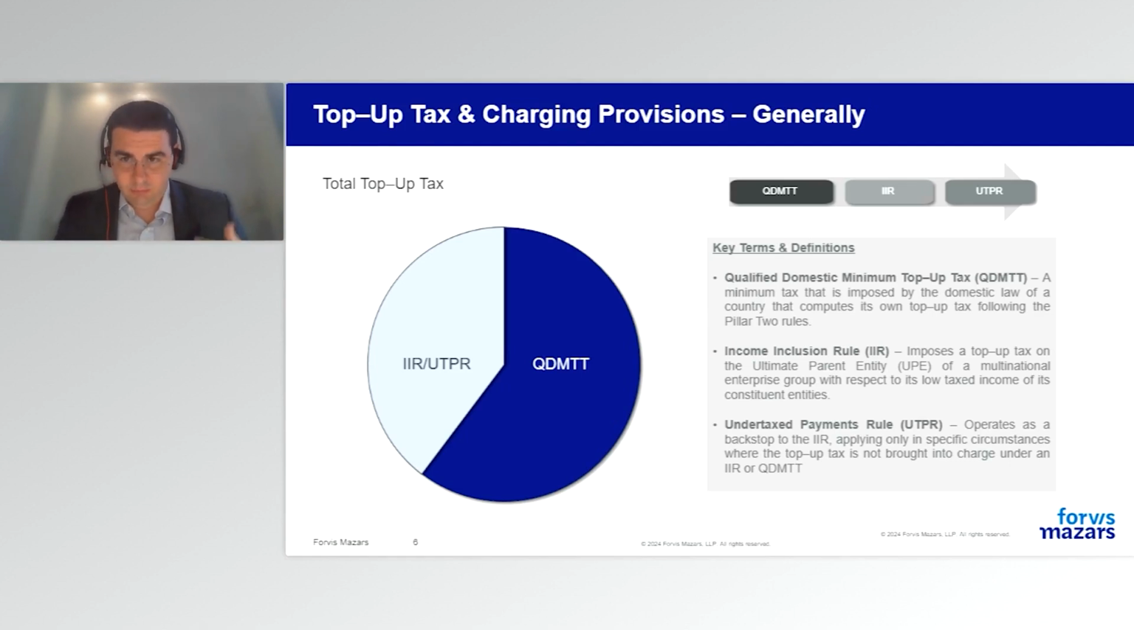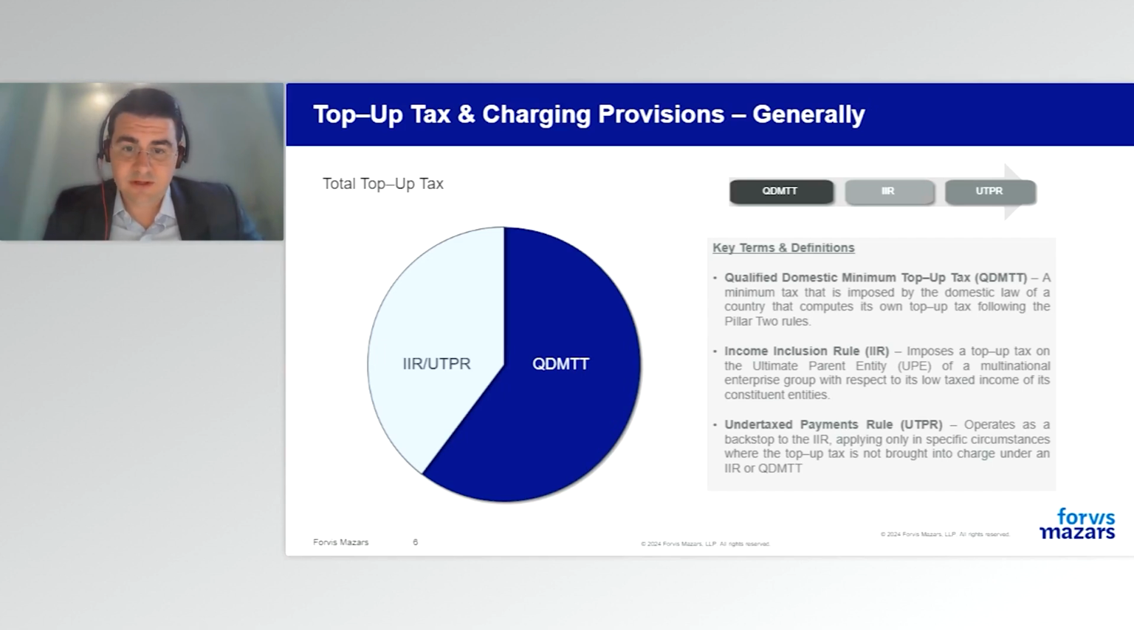Pillar 2 in a nutshell enforces this complex top-up tax by jurisdiction, and what enforces the ability for countries to adopt and collect tax on Pillar 2 is its 3 charging mechanisms. One, the qualified domestic minimum top-up tax, the QDMTT, which is basically a local country minimum tax that follows the GloBE rules. The other 2 start with the income inclusion rule, the IIR: you start at the top of the house of your MNE group, and somebody gets to collect the relevant top-up tax on behalf of the low-tax constituent entities under it. If the ultimate parent entity of the multinational enterprise group does not have a qualifying IIR, the rules say you keep going down the chain until you find somebody that does.